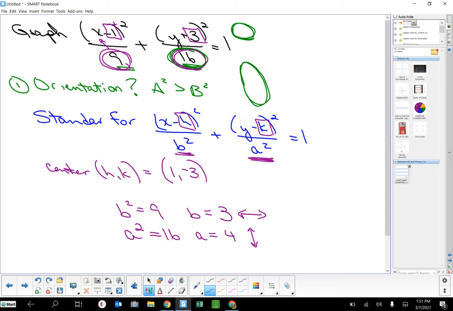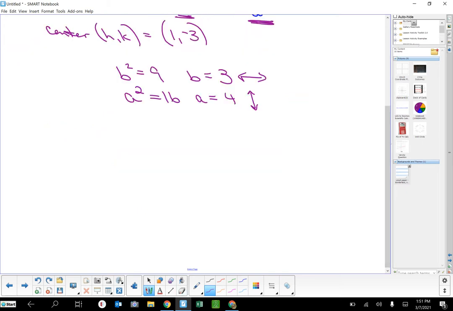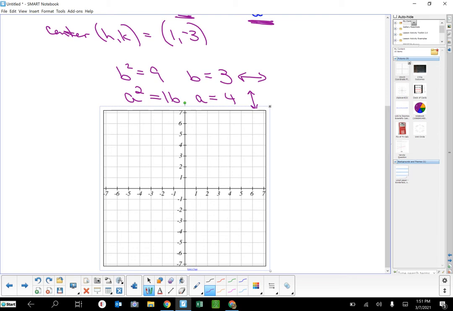And once you know all of that information, that's all you really need in order to actually graph this thing. So let me show you how that's going to happen. Let me grab a little bit of space. I need the center, and I need this information in order to graph. So here's my graph. I'm going to plot the center, 1, -3. And then I'm going to go left and right 3 units from the center.